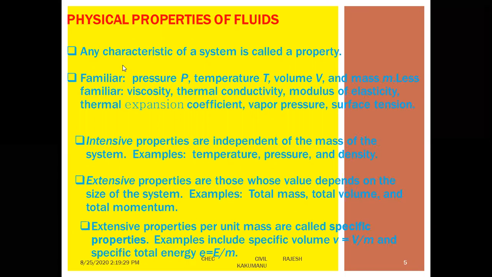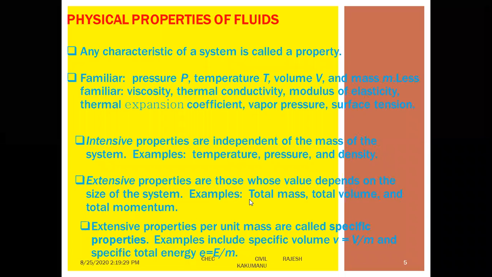Extensive properties are dependent on the size of the system. So what happens here? The examples are total mass, total volume and total momentum, right?